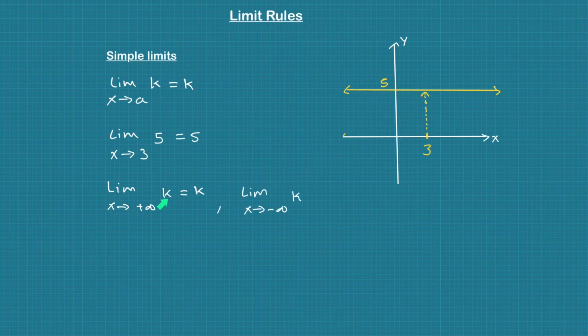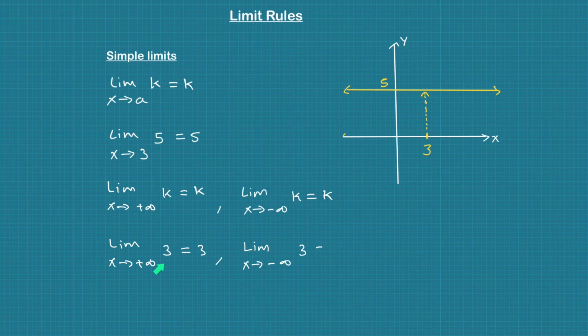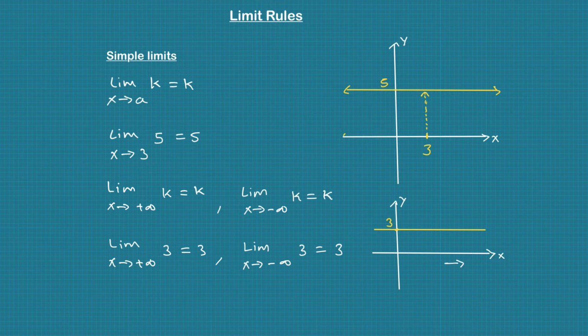The limit of the function k as x approaches positive infinity is k, where k is a constant. And the limit as x approaches negative infinity is equal to k, for the constant k. For example, the limit of the function f of x equals 3 as x approaches positive infinity is 3. And as x approaches negative infinity, the limit of the constant 3 is equal to 3.